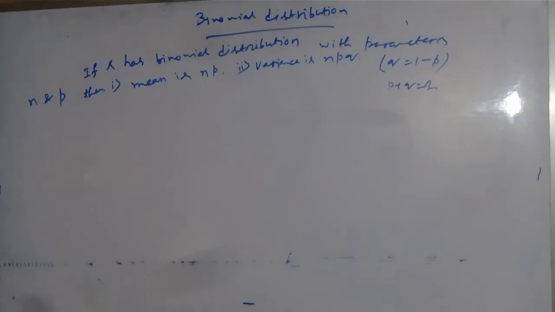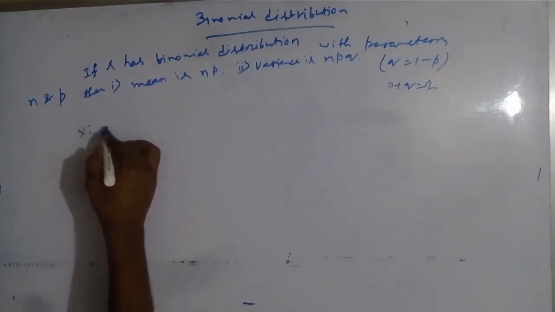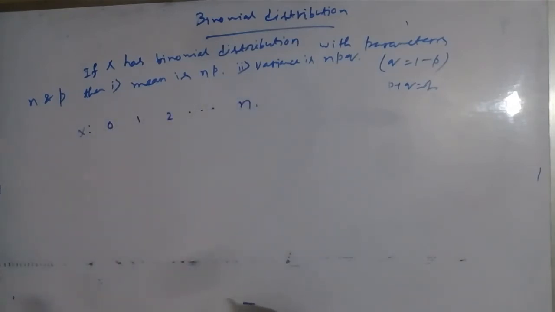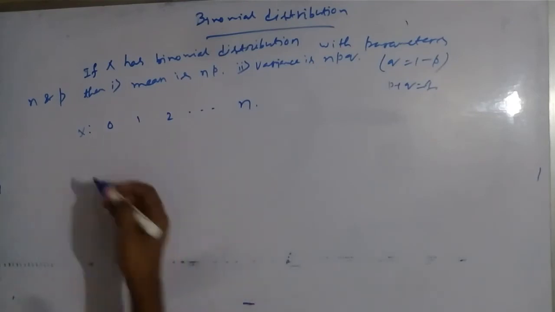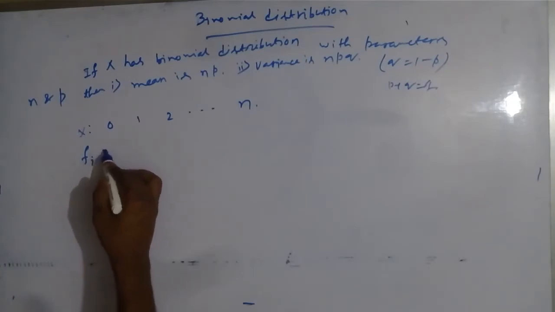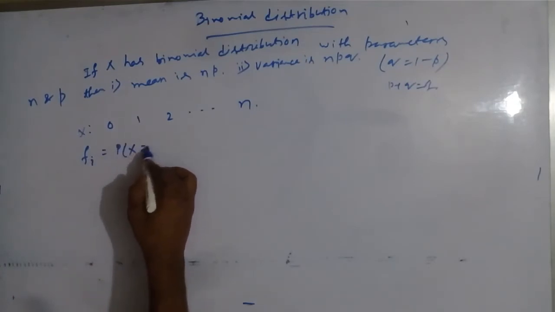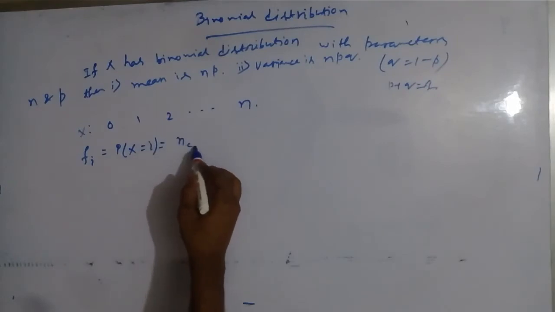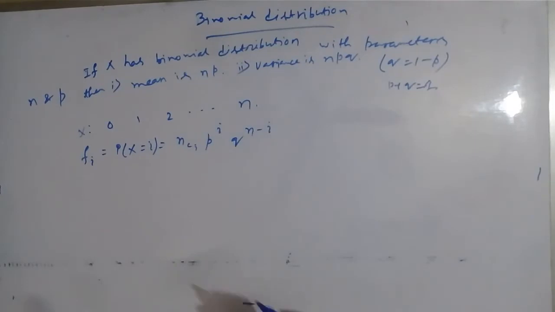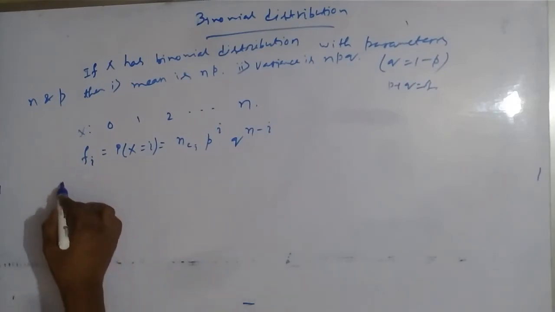So first, to find the mean, we know that the values of X are 0, 1, 2 up to n, and its probability distribution function is given by fi equal to probability of X equal to i, which is equal to nCi p to the power i q to the power n minus i, where q is also denoted by 1 minus p.